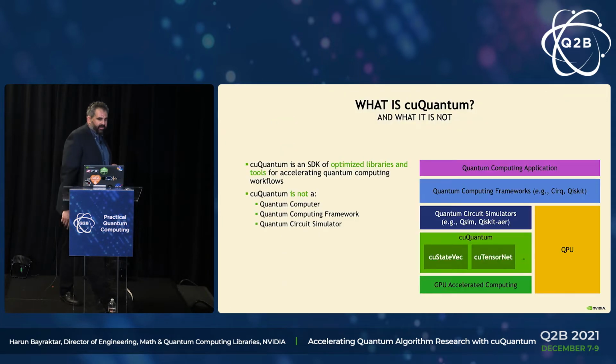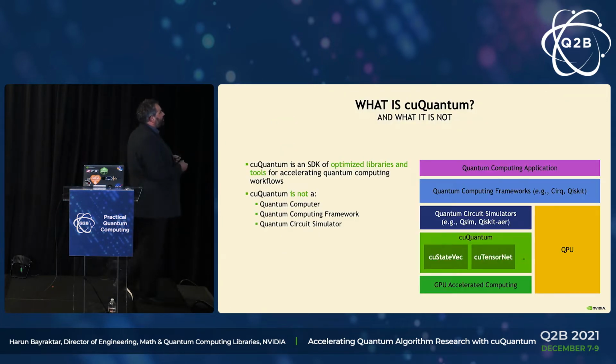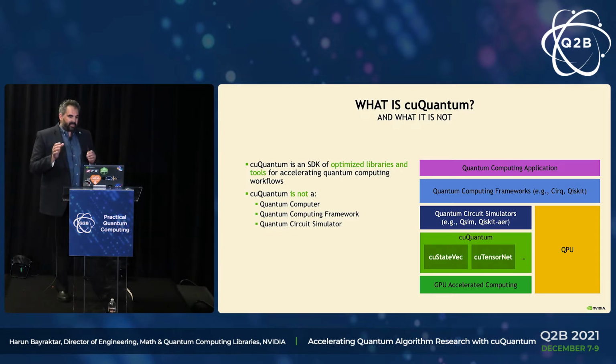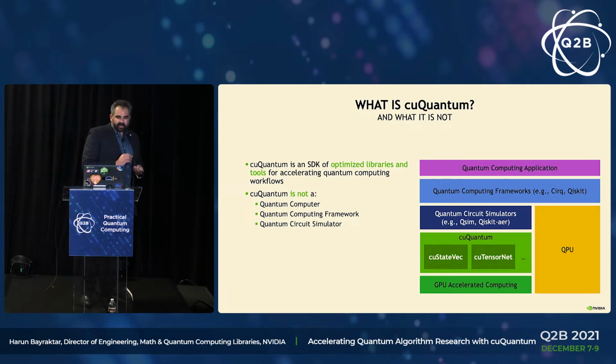Okay, so this sets the stage for where quantum circuit simulation plays a role and why we're trying to accelerate it with libraries. So what is cuQuantum and how will it help you accomplish this goal? It's a set of optimized libraries that are designed to accelerate quantum computing workflows. And for starters, we're trying to tackle the problem of quantum circuit simulation, right?